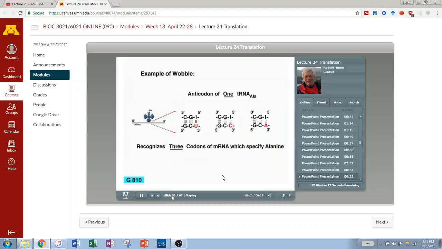Here's a specific example of wobble with 3 alanine codons. The alanyl tRNA, which carries the anticodon 3' CGI, has inosine as its first base. That anticodon recognizes the codons 5' GCU, 5' GCC, and 5' GCA.